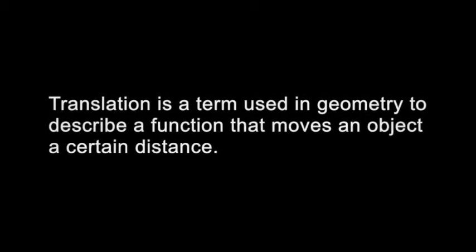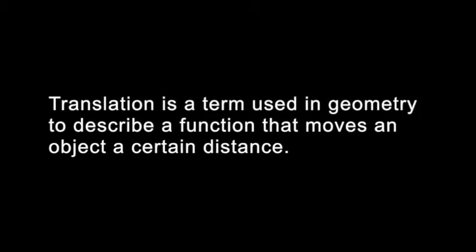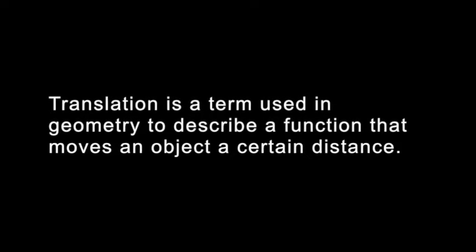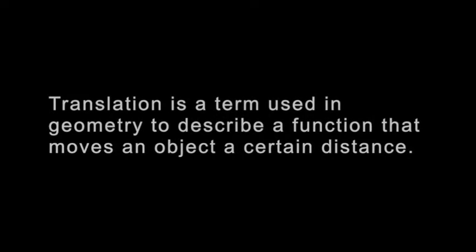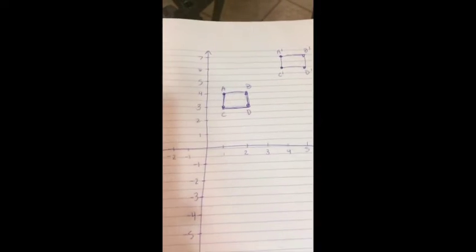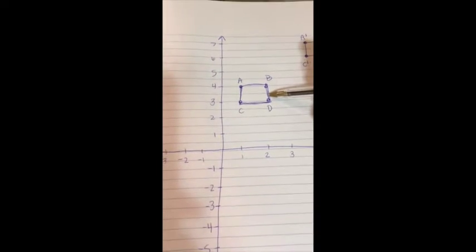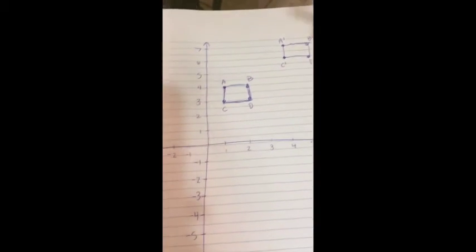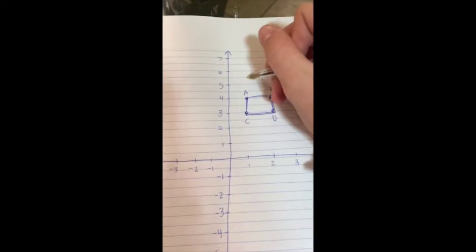Translation is a term used in geometry to describe a function that moves an object a certain distance. Now I'm going to describe this translation. This is the first square, and this is the second square. To describe this translation, we have to figure out what point A is. So A is at 1, 4, and A1 is at 4, 7.